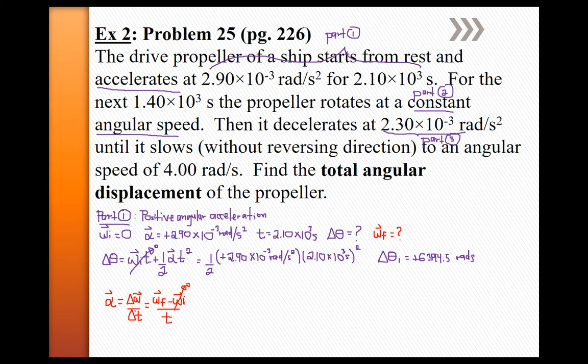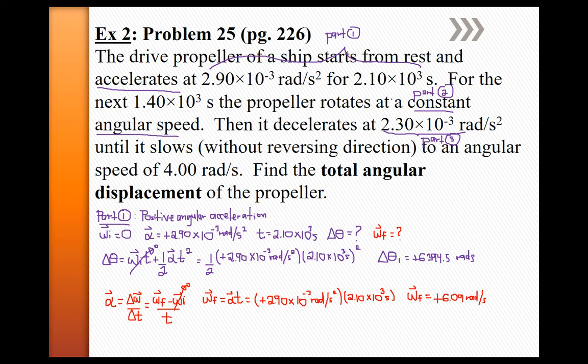Omega I is nothing. And then all we need to do to figure out omega f is just multiply both sides of the equation by t. So then I'd have omega f would then be equal to alpha times t. Let's plug my numbers in. Alpha is positive 2.90 times 10 to the negative third radians per second squared, multiplied by t, which is 2.10 times 10 to the 3 seconds. And then I'm going to get omega f for part 1 will be a positive number. And I get 6.09 radians per second. Okay, so we're going to make use of that in a moment.